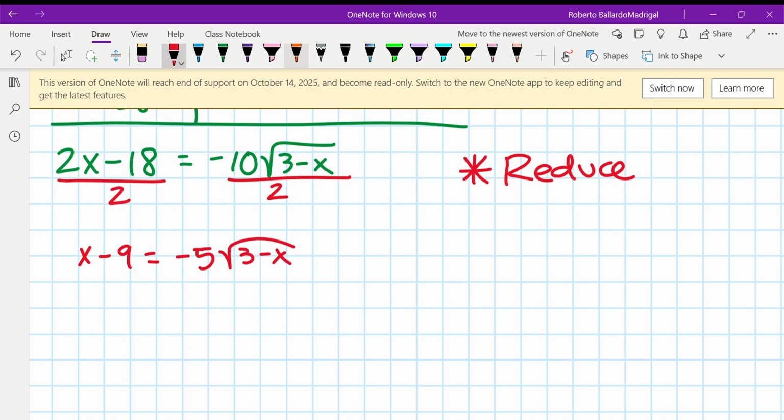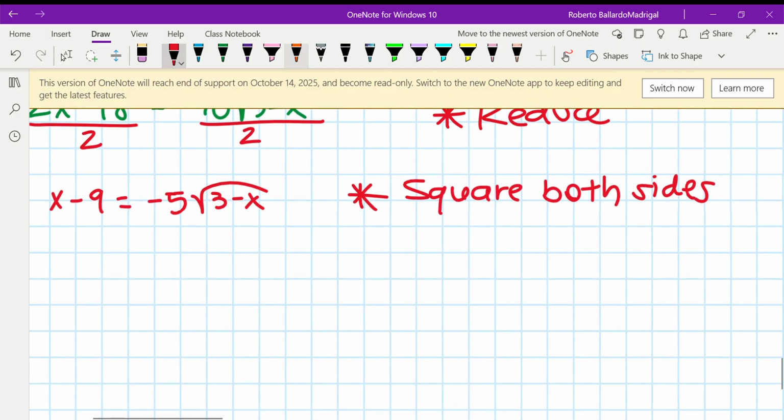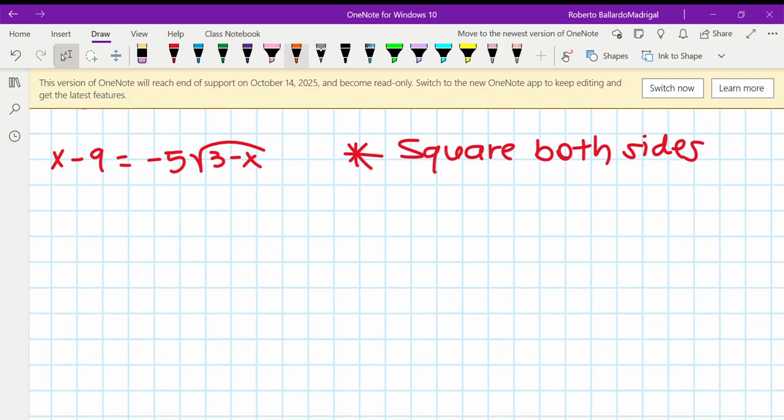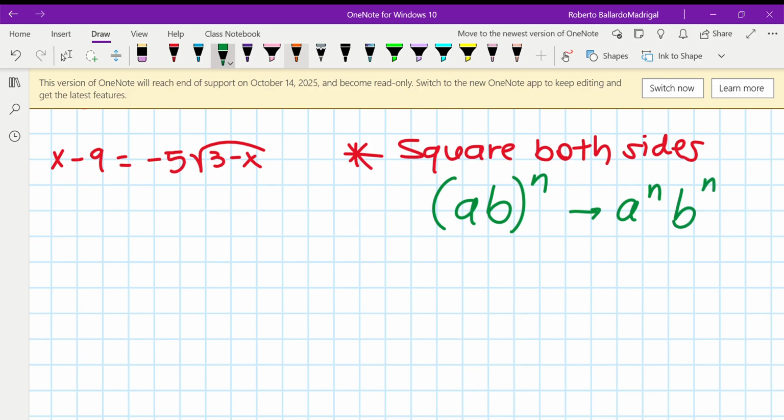Here's the next step that you're going to write down. Ready? You're going to square both sides. And there's a rule I want you to write down, because when we square right now, it's going to be a little bit different than when we squared earlier. Please write this rule down. This is known as the power rule for exponents, or at least it's similar to it.